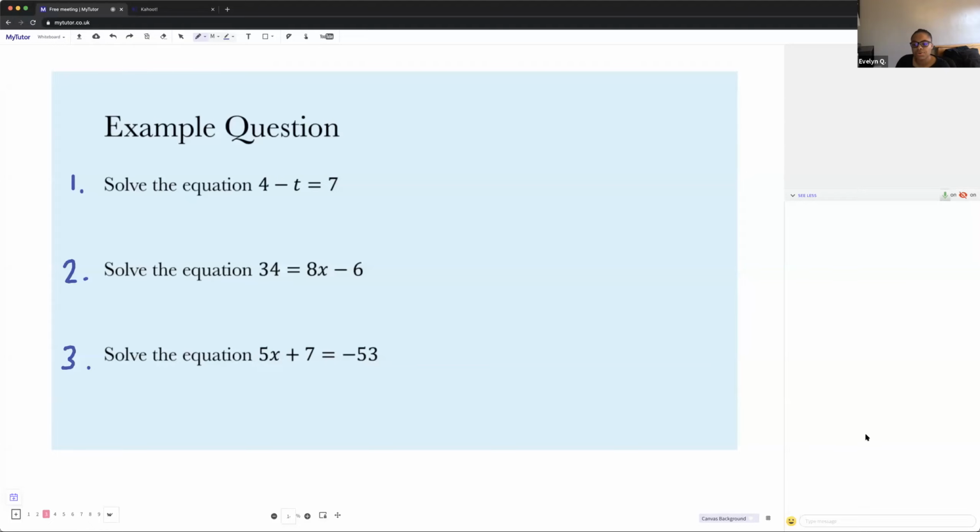Someone asked, is proof related to this? So yes, proof can be related to any type of question in GCSE maths. So it's really good to have a good understanding of the different topics before you start going through proof questions.